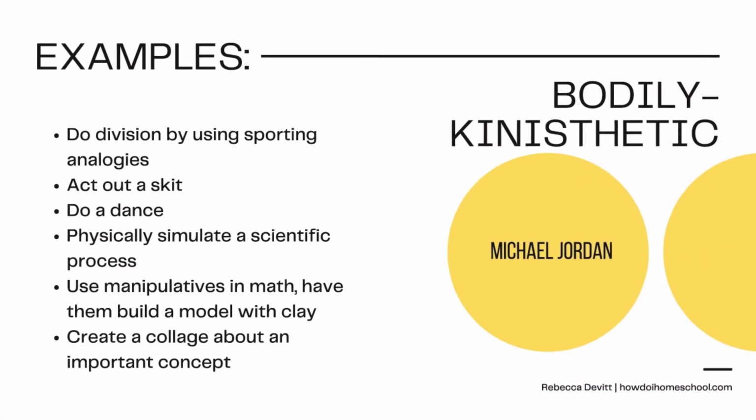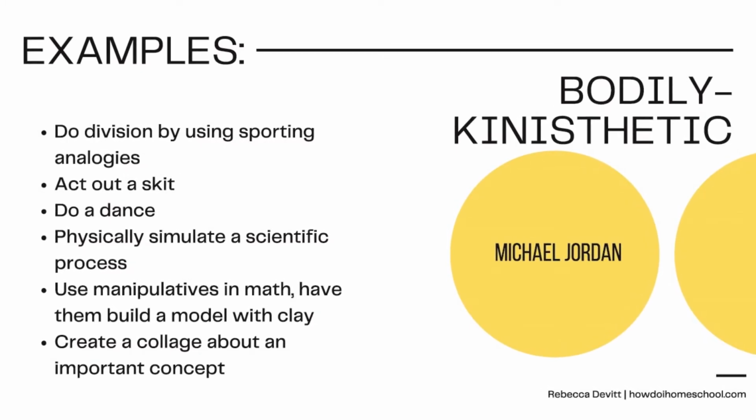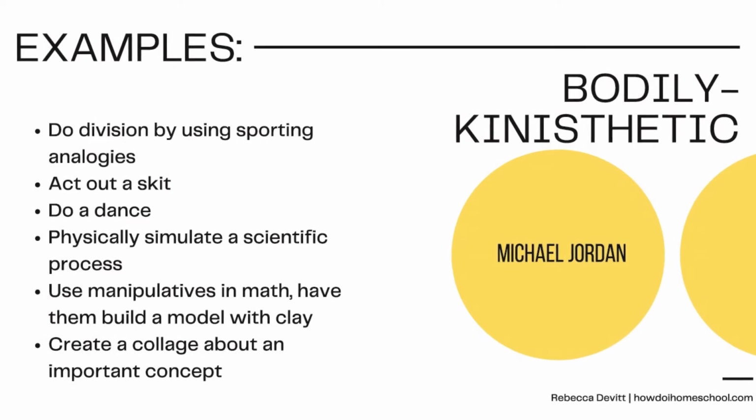So how would you teach somebody who had bodily kinesthetic intelligence? Well, you would get them to move. You would turn the subjects where they're just sitting and writing or reading into movement subjects. So you might get them to act out a skit. You might get them to dance. You might get them to learn by using sporting analogies. Use manipulatives in maths. You might get a math board game, so they actually have to physically move things around. And you might get them to create a collage with their fingers and move to learn a different subject.